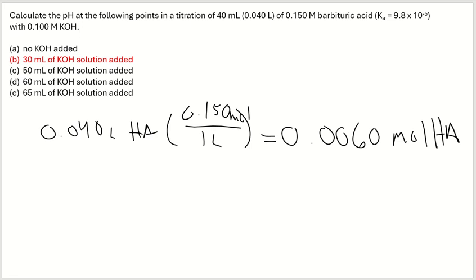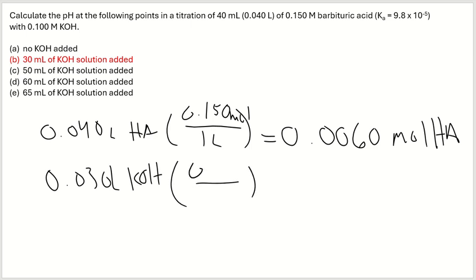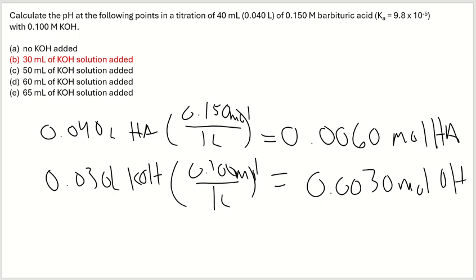And then we have to do the same thing for the KOH. So this is the moles of the HA. For the KOH, we are taking 0.030 liters because we have to convert the milliliters to liters, and we're going to multiply that by the concentration, 0.100 moles per 1 liter. And what we get is 0.0030 moles OH minus. OH minus is just the base that is present in KOH.